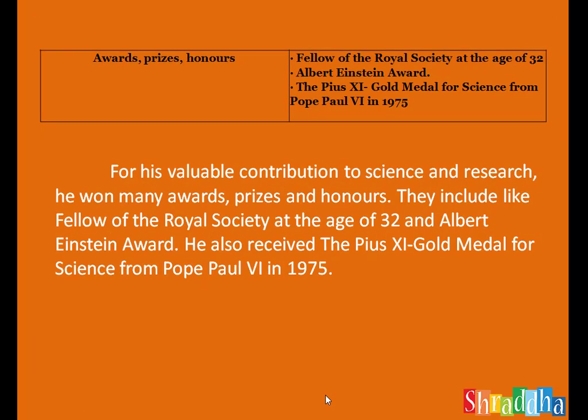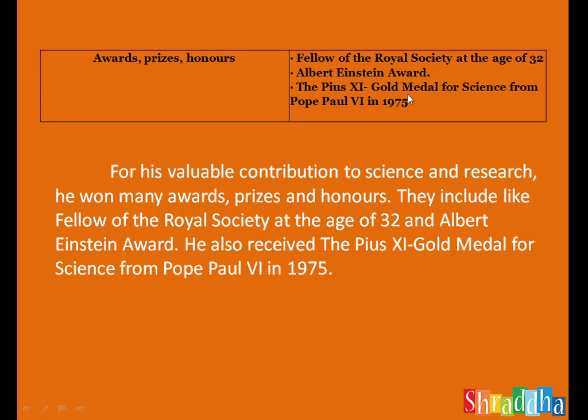Next, awards, prizes and honors. You see, Fellow of the Royal Society at the age of 32, Albert Einstein Award, the Pius XI Gold Medal for Science from Pope Paul VI in 1975. He has contributed to the science and research field. For his valuable contribution to science and research, he won many awards, prizes and honors. They include, you have to write the names of all those awards. They include Fellow of the Royal Society at the age of 32. You can write as it is. They include Fellow of the Royal Society, the object is given, and the Albert Einstein Award.